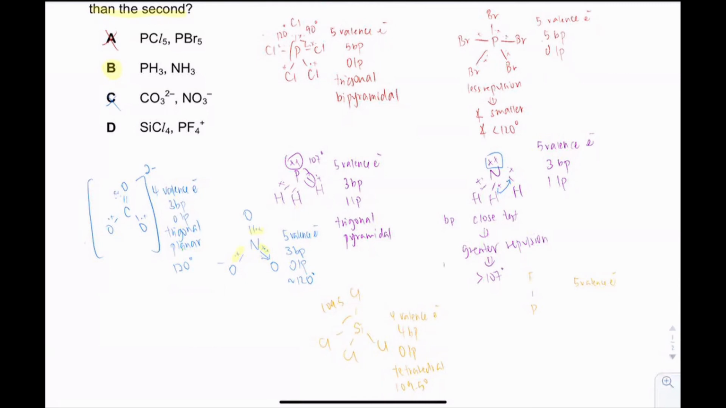And you will have tetrahedral after losing 1 electron from P. So this is also 4 bond pair, 0 lone pair, also tetrahedral. Okay, so over here, let's take a look whether there's any significant difference in the bond angle. So F is more electronegative than Cl. So F will pull the bond pair of electrons closer to itself.